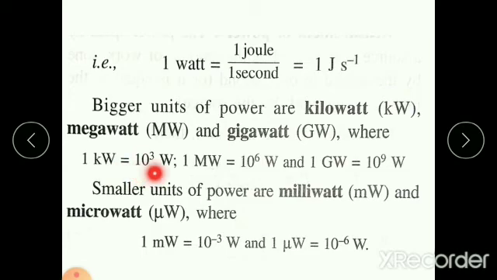The bigger units of power are kilowatt, megawatt, gigawatt, where 1 kilowatt is equal to 10 to the power 3 watt, 1 megawatt is equal to 10 to the power 6 watt, and 1 gigawatt is equal to 10 to the power 9 watt. Smaller units of power are milliwatt and microwatt, where 1 milliwatt is equal to 10 to the power minus 3 watt, and 1 microwatt is equal to 10 to the power minus 6 watt.